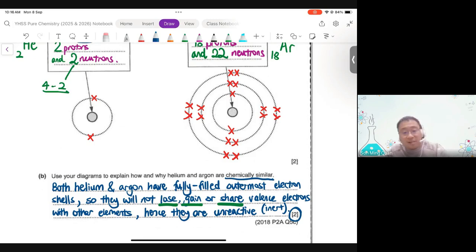It addresses why, it addresses how. So this is the how and why. You see the question is phrased as such, right? The how and why.